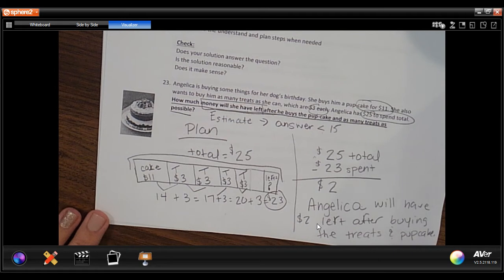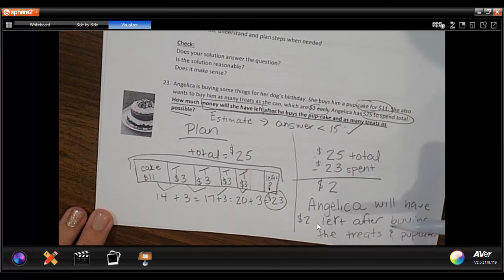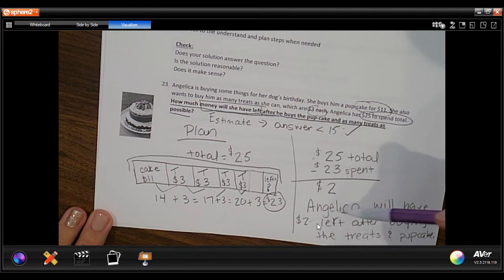Okay, so now I check over my answer. Is the leftover money less than my estimation? Check. My leftover money is only $2, and I said it has to be at least less than 15. And also, I wrote it in a sentence to make sure I was answering the question.